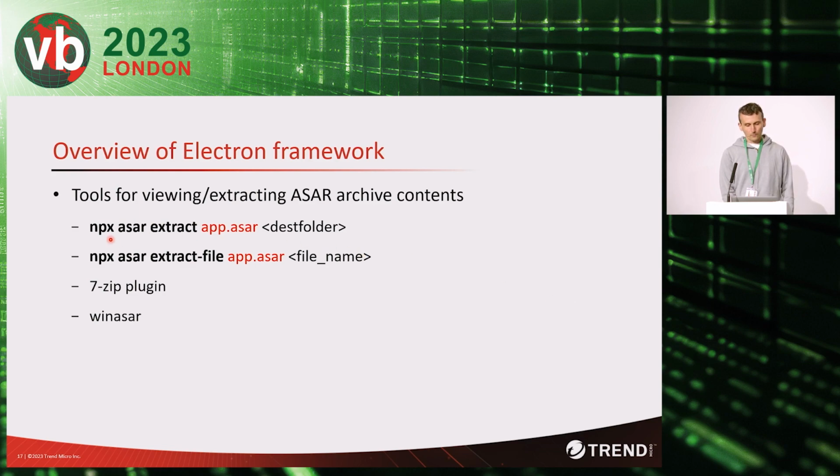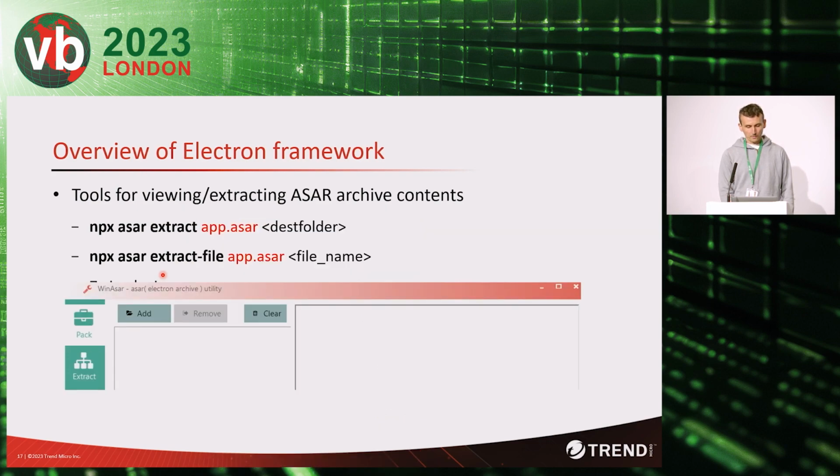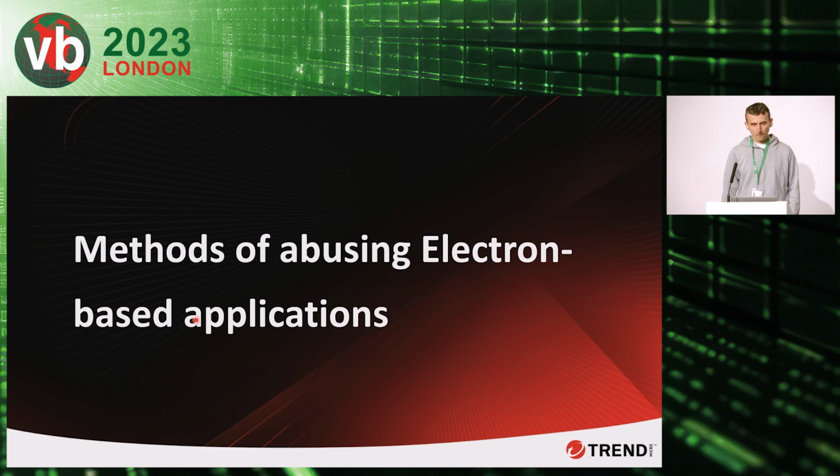If you install the Electron framework on your computer, you can use npx asar extract for extracting the whole folder or all the files, or npx asar extract-file for extracting one particular file. You can use a 7-zip plugin so that all the archives can behave like a normal zip or 7-zip archive. Or there's also the utility called WinAsar, which allows you to extract files or create your own ASAR archives. So this was a very quick overview of the Electron framework.